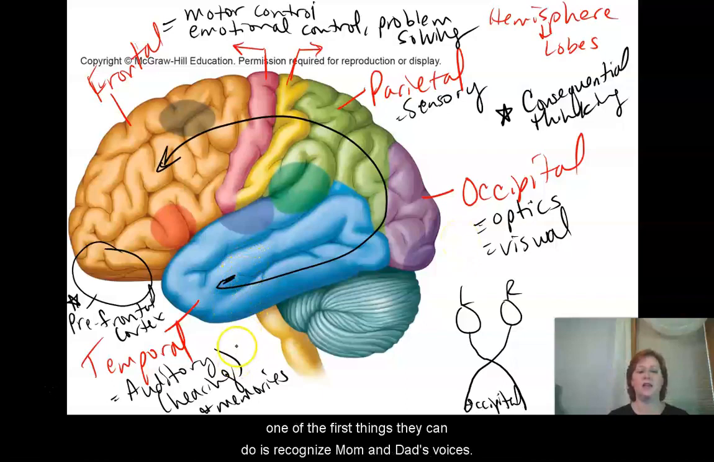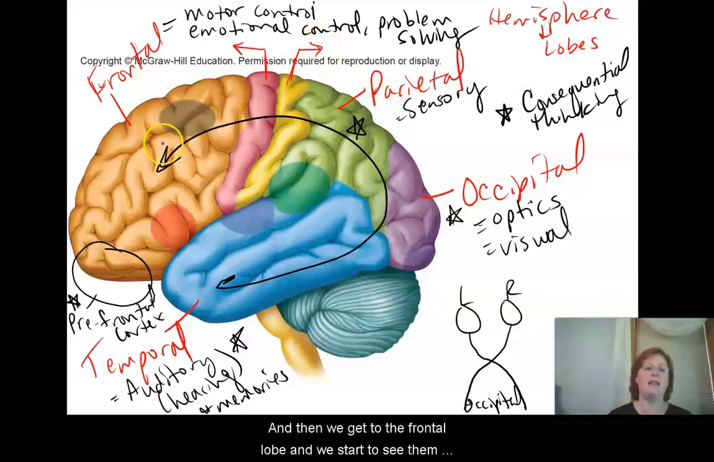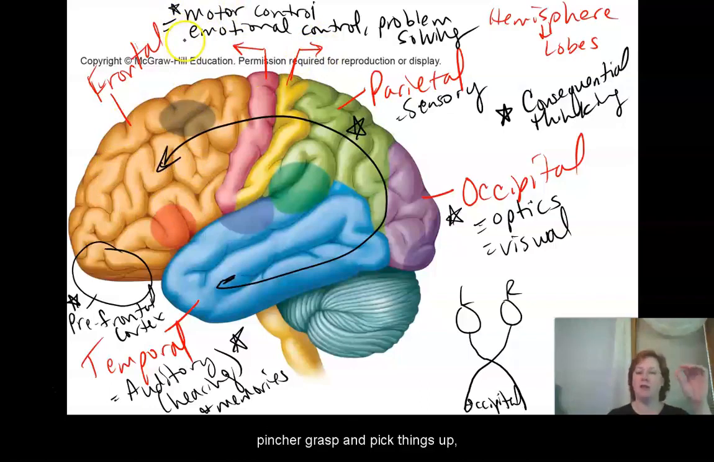One of the first things they can do is recognize mom and dad's voices. And then they can start to recognize faces and track somebody's movements. And then they're really big on sensory function, right? They want to touch everything, grab everything, touch your hair, touch things that are soft or sharp or what have you. And then we get to the frontal lobe and we start to see them gain some ability to move and walk and crawl, pinch or grasp and pick things up.